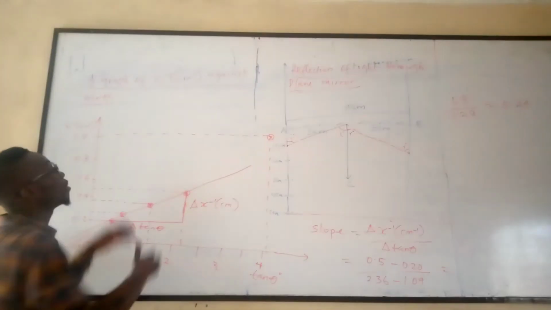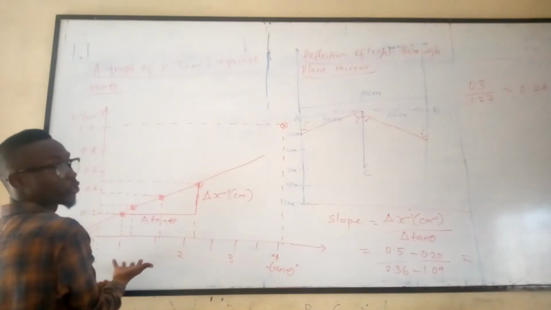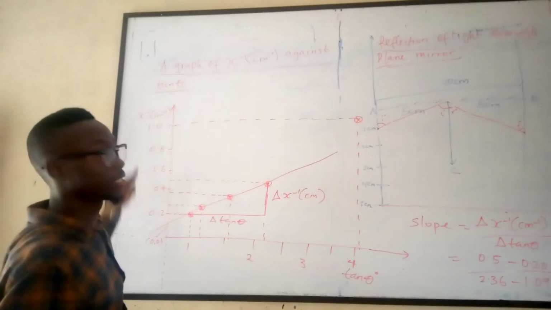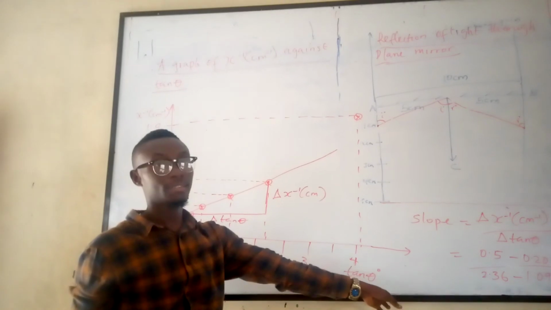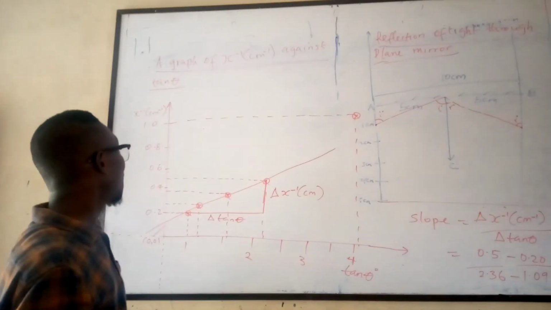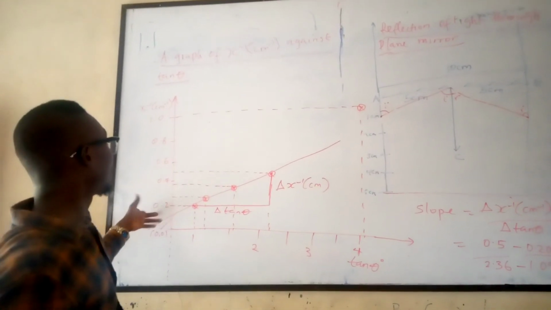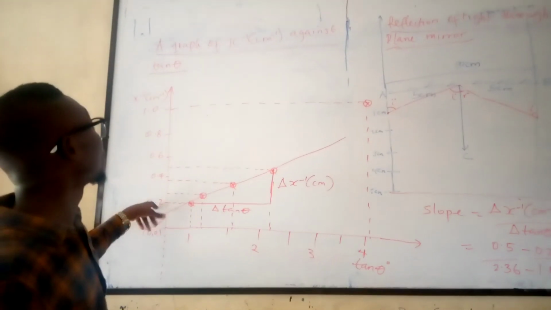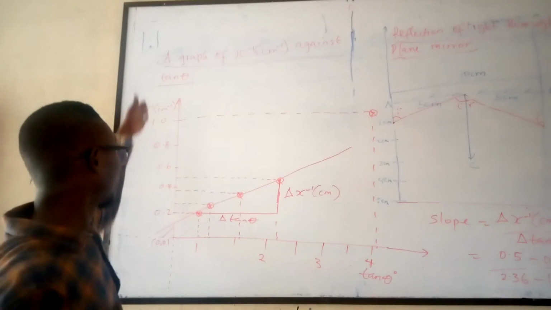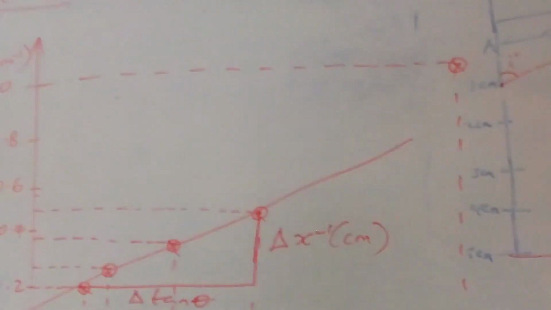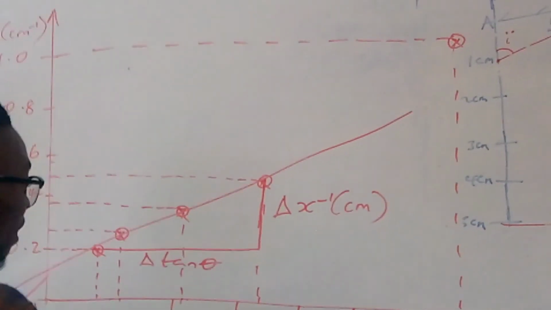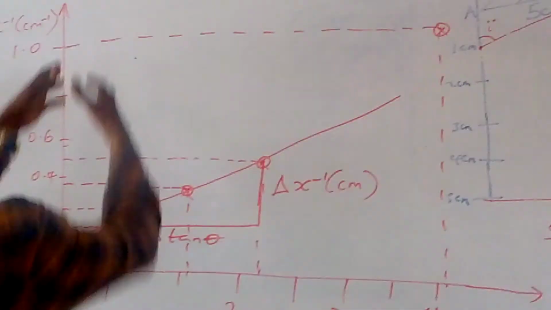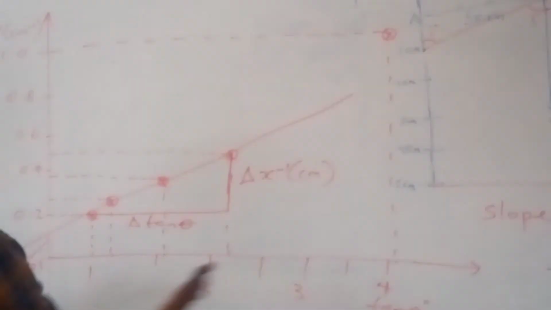From here, this is just the illustration of the graph. This is our x inverse, the values of our x inverse against tan theta. So we'll use a scale of 2 cm to represent 0.2 units on the vertical axis, and a scale of 2 cm to represent 1 unit on the horizontal axis. Plotting our graph, of course, this is just an illustration.